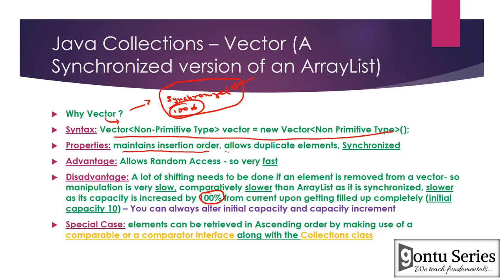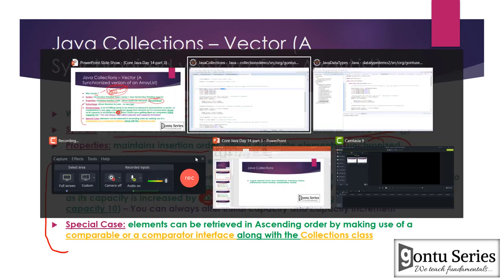Whatever I talked about in the ArrayList, everything is the same except this point. So this point is what I talked about. Rest everything is the same, guys. This is different here and this is different, which means these two points are different in case of vector.